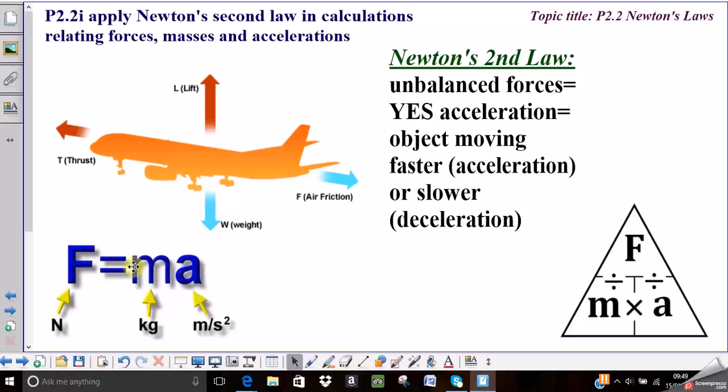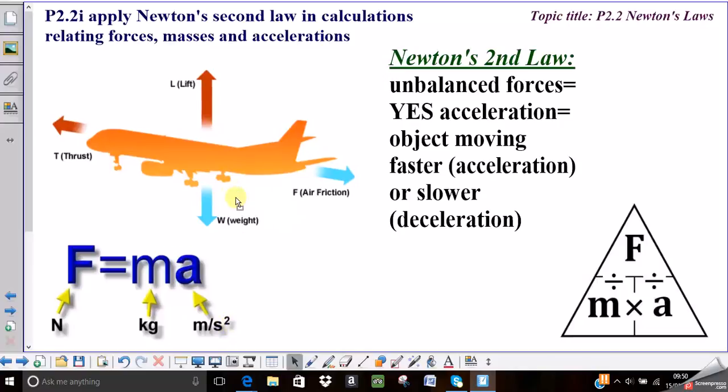object, how heavy that object is, so the force in newtons, how heavy the object is in kilograms, and how much faster or slower we'll be able to make that object move. And that means meters per square second. Let's look at this airplane.